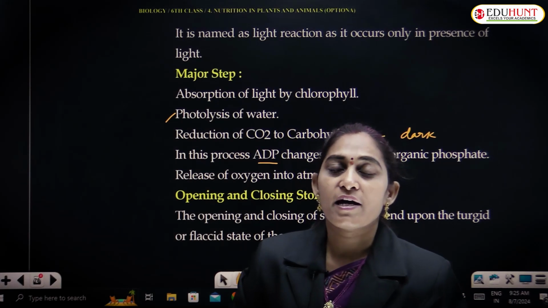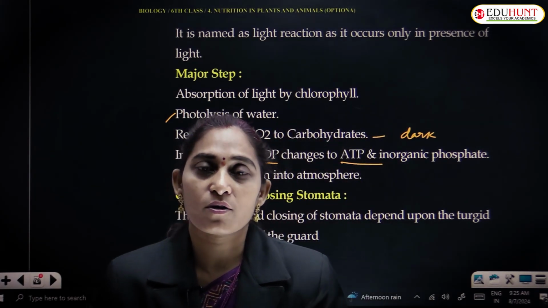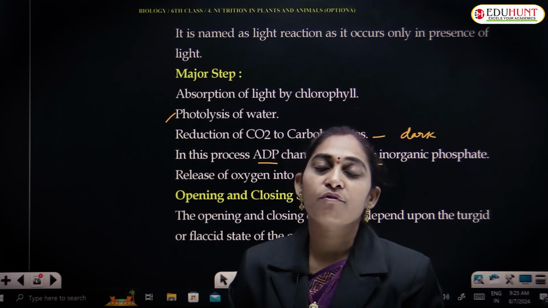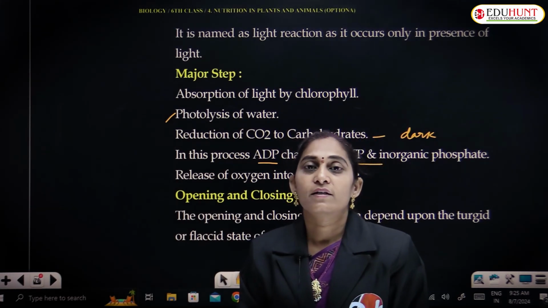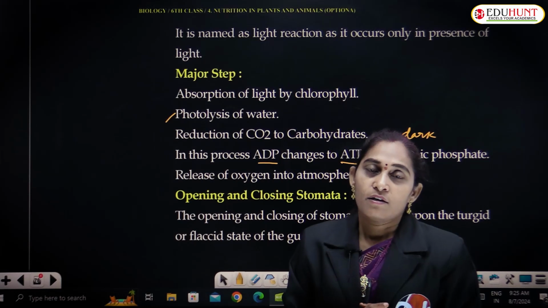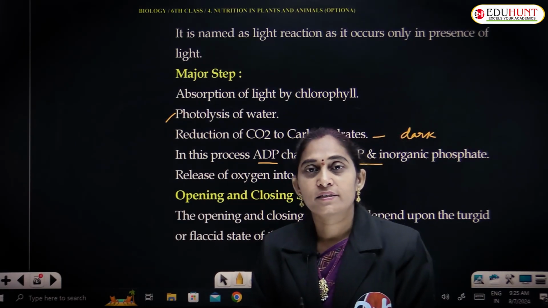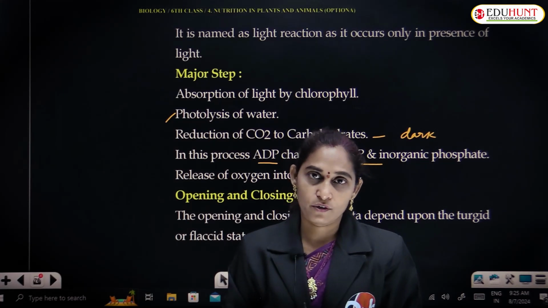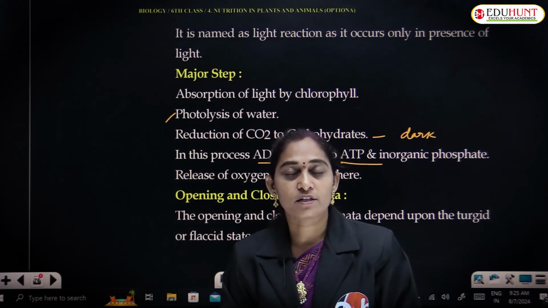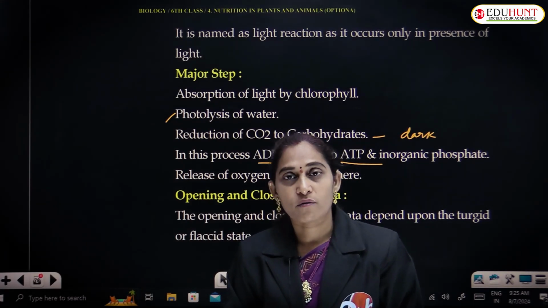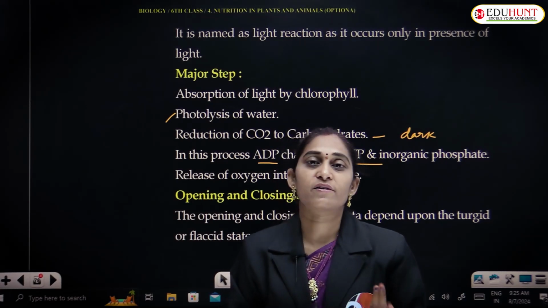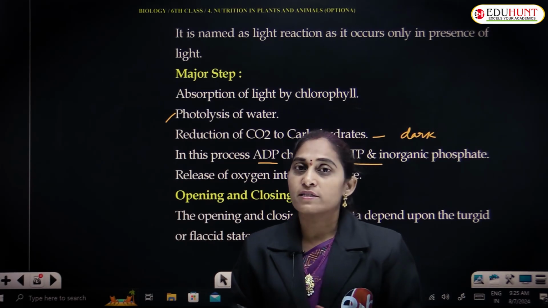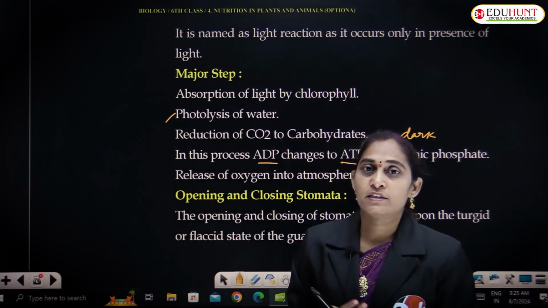In the previous session, we have seen how the photosynthetic process takes place in a leaf. What are the factors that are required for photosynthesis? CO2, water, sunlight are the external factors, and the internal factor is the chlorophyll molecule. Chlorophyll molecules are present in chloroplast. Chloroplast consists of grana and stroma. In grana, light reaction takes place, and in stroma, dark reaction takes place. All these details we have covered in the previous session.